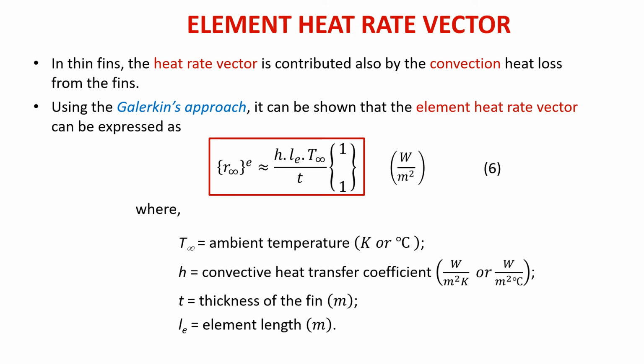Besides the K matrix and the H matrix, the third important parameter required to set up the system of linear equations in a thin film problem is called the element heat rate vector. In thin films, the heat rate vector is also contributed by the convection heat loss from the fins. By using the Galerkin approach, the element heat rate vector can be expressed as shown in equation 6, where T infinity is the ambient temperature and the rest of the parameters have been defined in the previous slides.